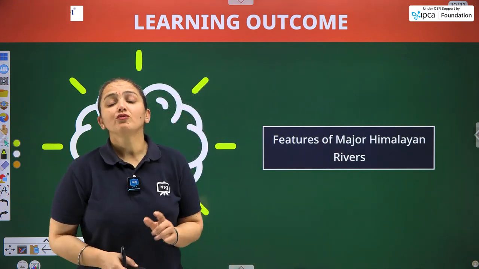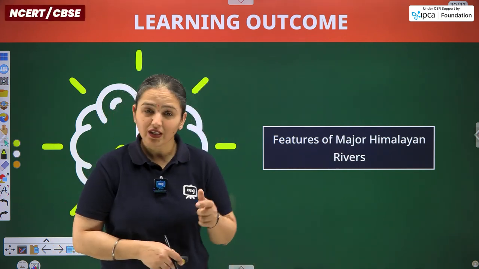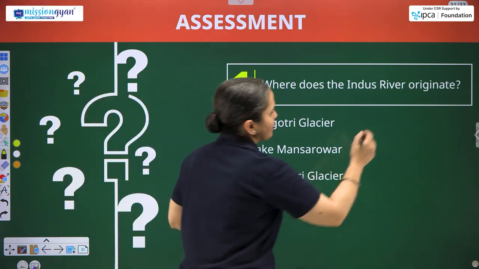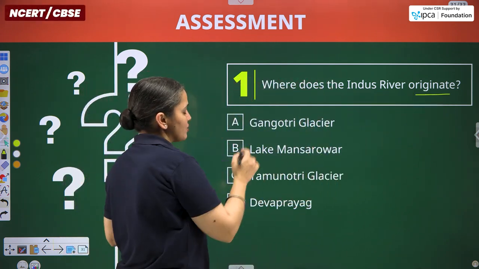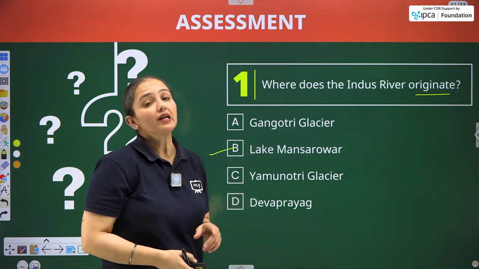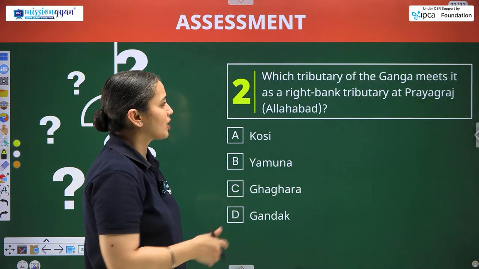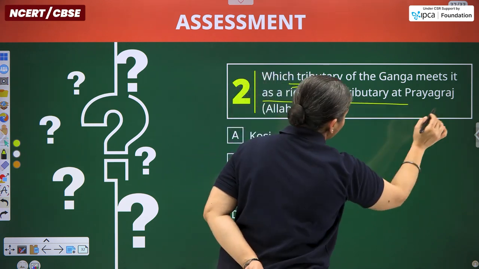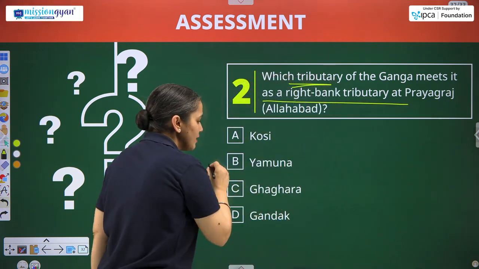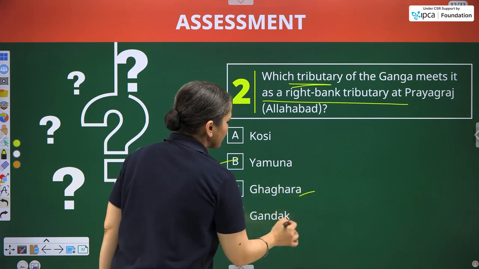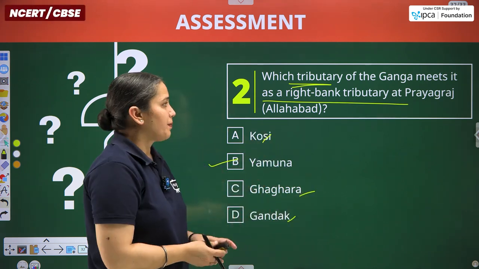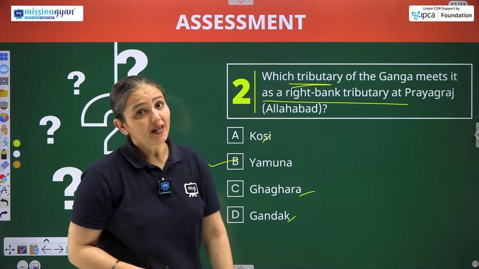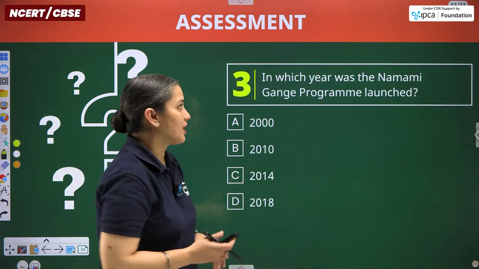So now is the time to recall today's discussion of the class. So let's do it quickly. Where does the Indus River originate? Indus, so it is originating from near Lake Mansarovar. Second question, which tributary of the Ganga meets as a right bank tributary at Prayagraj, Allahabad? That is Yamuna. Ghagra, Gandak and Kosi are there, but they are not meeting as a right bank tributary, that too at Allahabad. So prominent terms are with us.